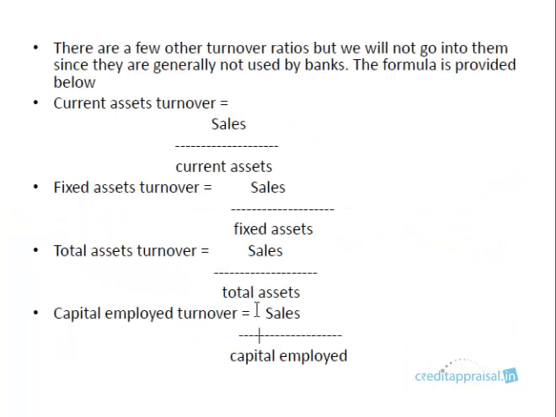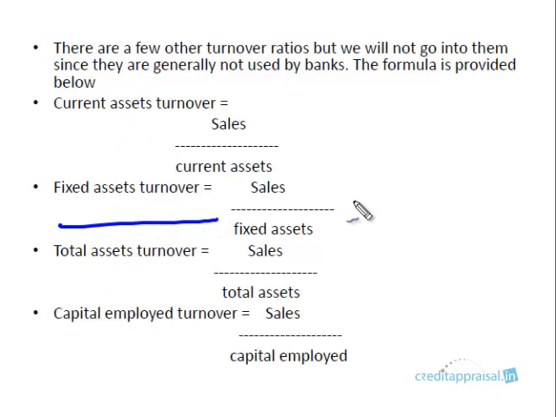Okay, then there are some other turnover ratios: current assets, fixed assets, total assets. Basically it means sales by whatever you want. For example, fixed asset turnover is sales by fixed assets. Okay, these are ratios we're not going to discuss. If you're interested, you can refer to any textbook on financial management. But fixed assets turnover is something we can focus on a bit, because this is something banks do calculate, right? Other ratios, not that much.